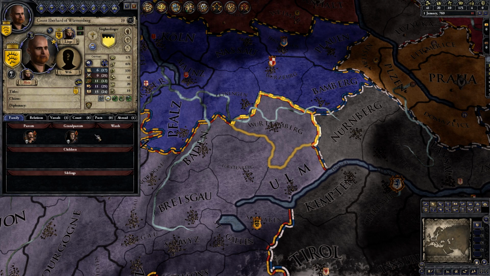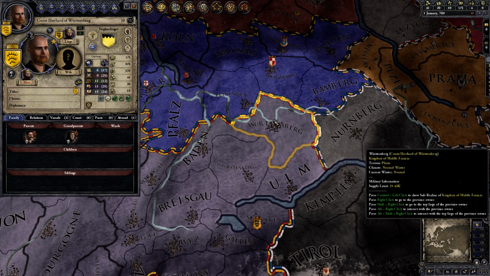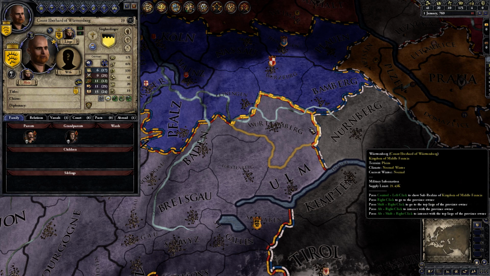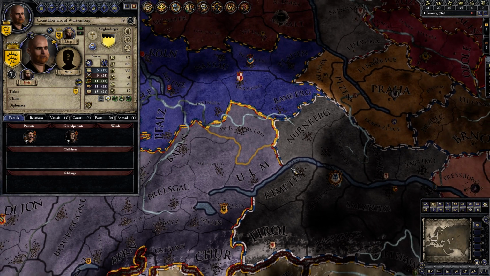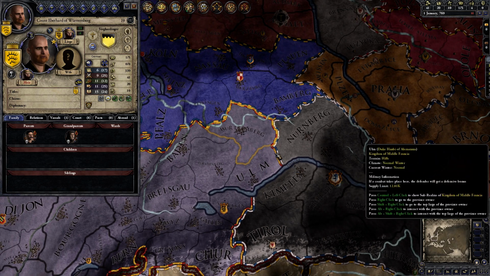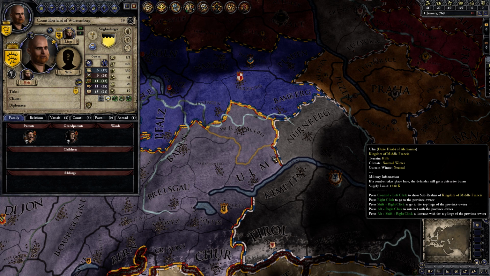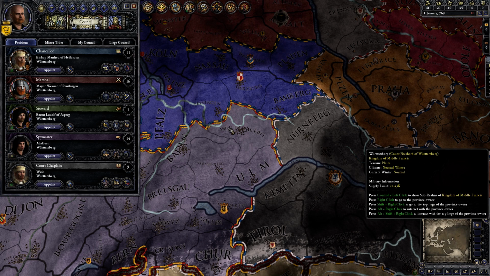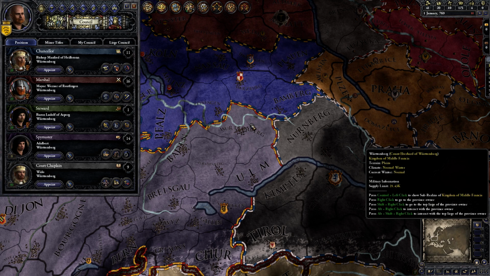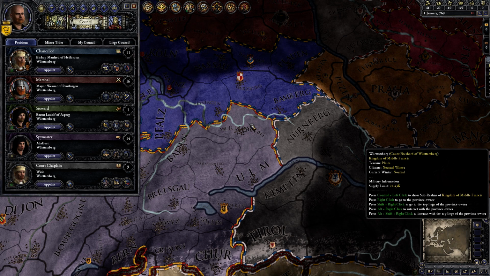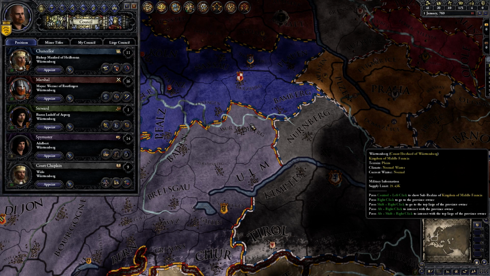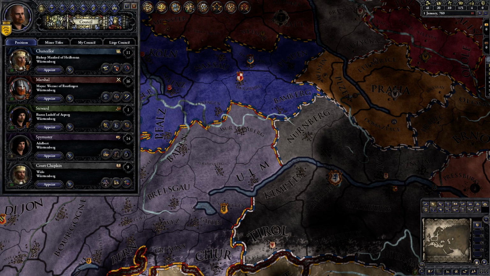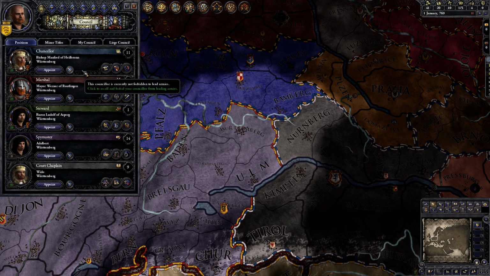Okay, so in order to expand your realm, you have to have a claim on what you're out to get. In order to get a claim, you have to either inherit a claim, or you have to have another good reason, a casus belli. So you can inherit a claim, you can forge a claim, you can use your chancellor to do that.